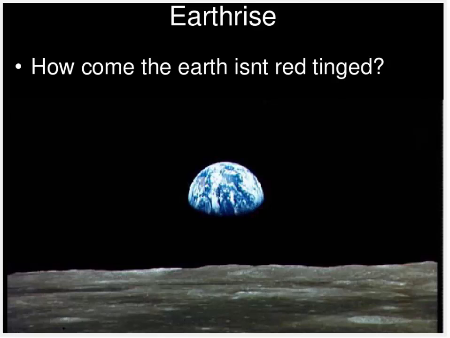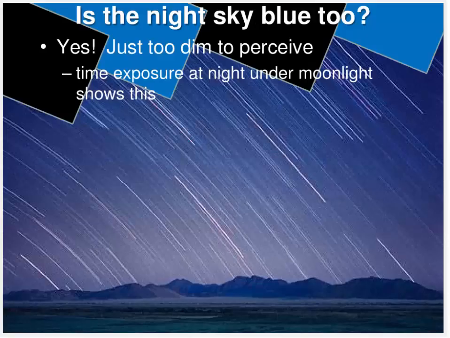Now, if we were to go to the moon, how come the Earth isn't red tinged? Well, it turns out that if we go to the moon, we need to wear spacesuits that also have oxygen and stuff like that. The moon does not have an atmosphere like the Earth does, and it doesn't have anything to do any scattering. So the Earth is not red tinged because there's nothing, or not a lot, to do the scattering.